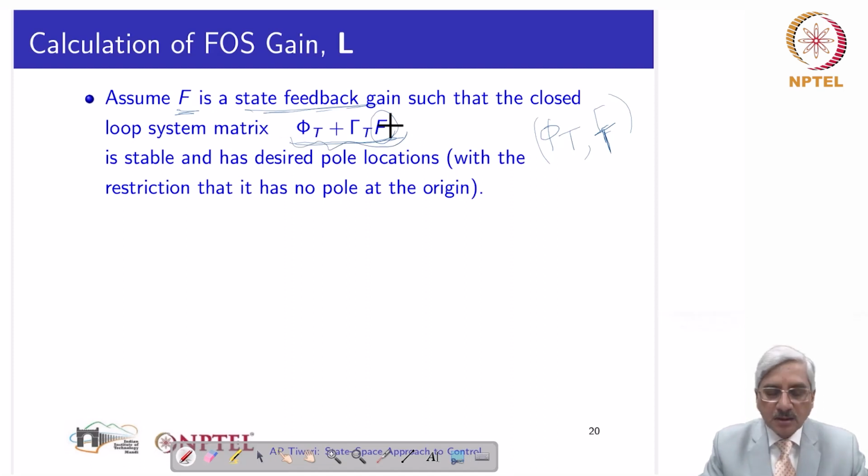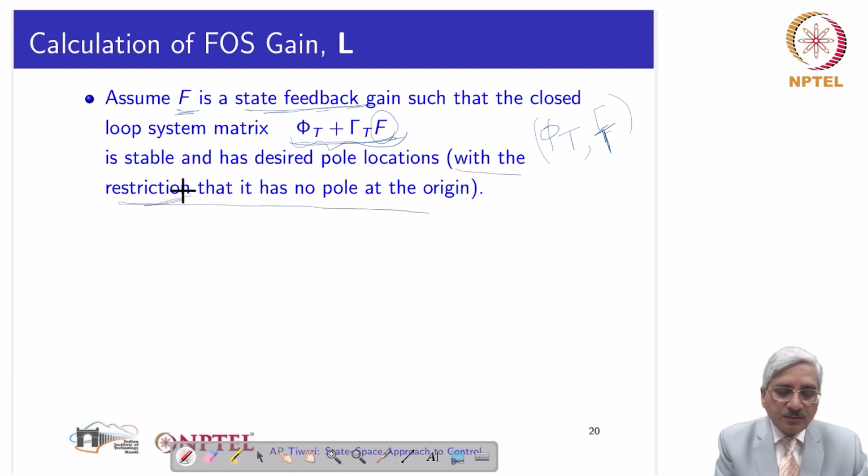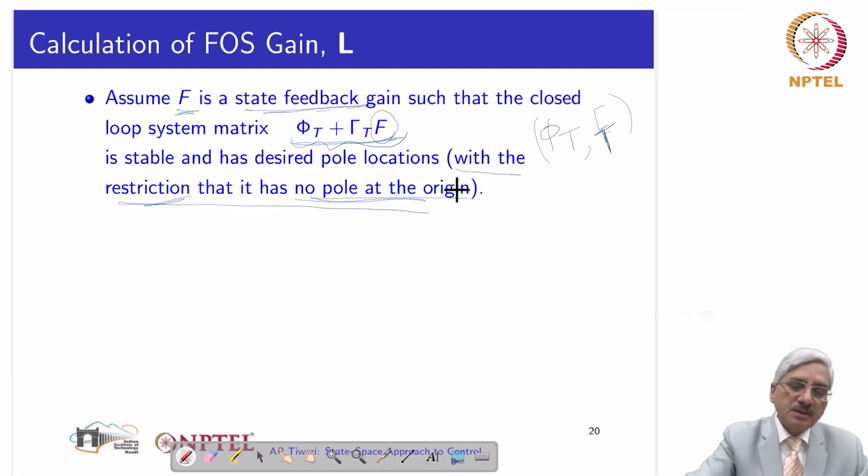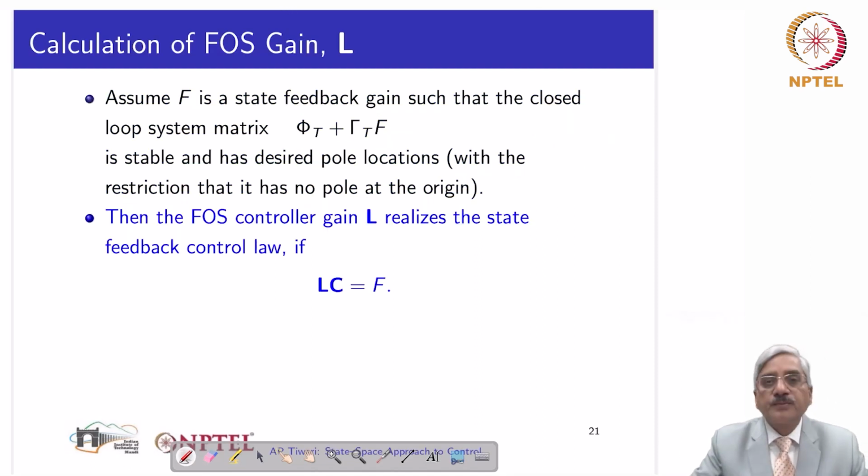Of course, there is one compromise. It is not permitted, we will see why, to have any pole at the origin. So phi T plus gamma T F can have poles anywhere except at the origin of the Z plane, so that the system has desired performance characteristics. So we design an F. This is the first task to be done, and we will derive this relation.